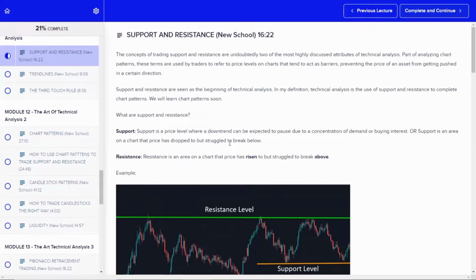So support and resistance. As you all know, the concept of trading support and resistance are undoubtedly two of the most highly discussed attributes to technical analysis. What are support and resistance? A support is a price level where a downtrend can be expected to pause due to concentration of demand or buying interest. Or a support is an area on the chart where price has dropped and has struggled to break below. And the resistance is an area on the chart that price has risen to but has struggled to break above.